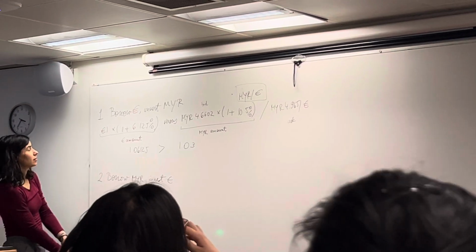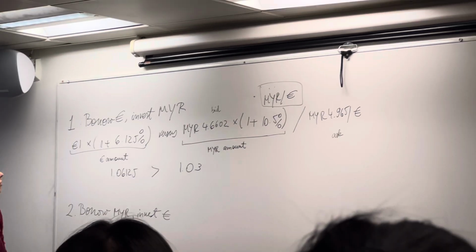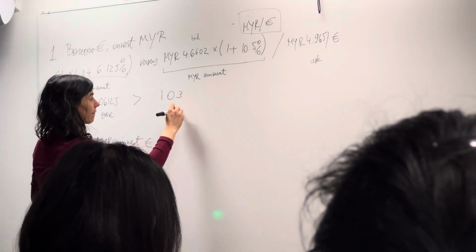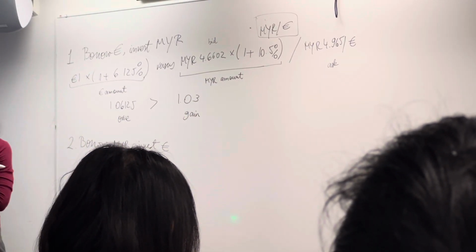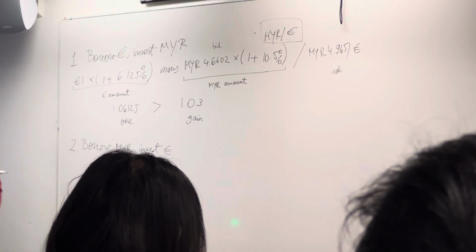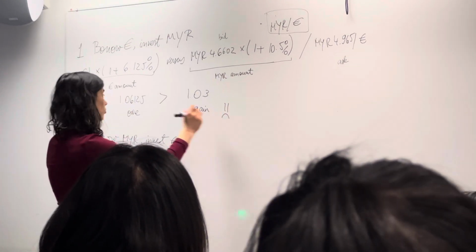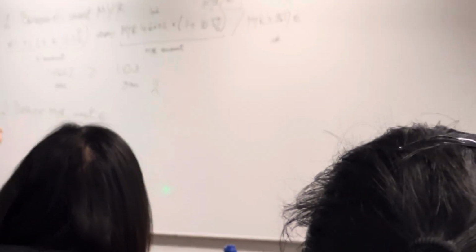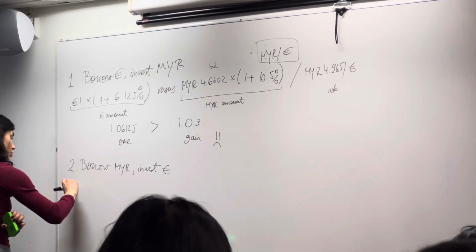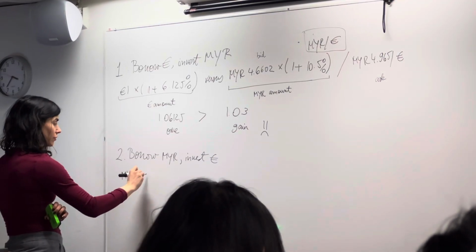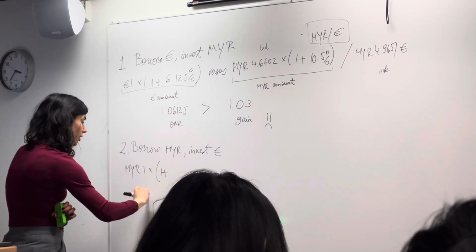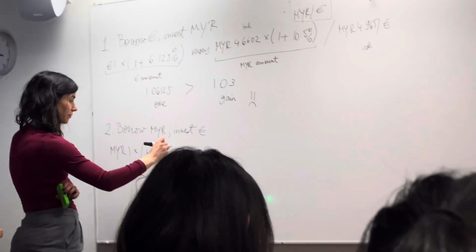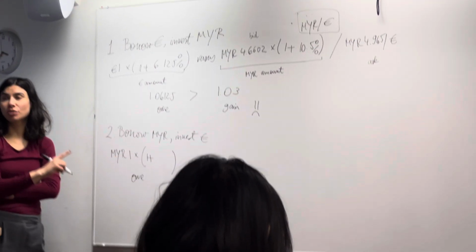So what does that mean? Do we make a profit or not? No. So we don't make a profit because what we owe is bigger than what we gain. So we will try the second one. Borrow Malaysian ringgit. So 1 Malaysian ringgit borrowed will mean that we owe, at the end of the period, 1 Malaysian ringgit times 1 plus the interest rate. We borrow, so which interest rate should we use?